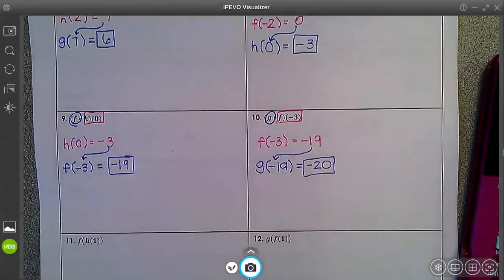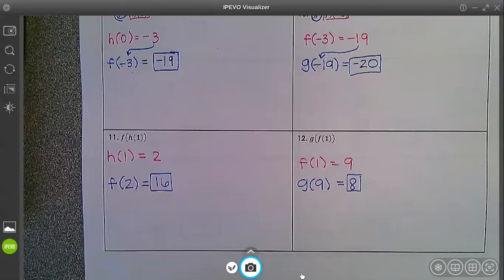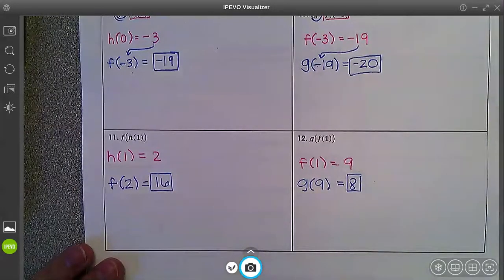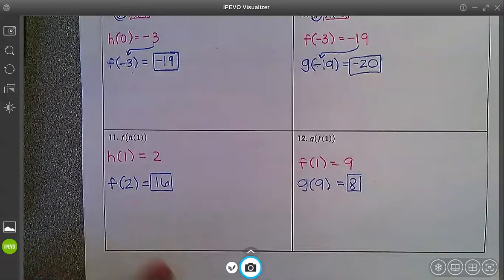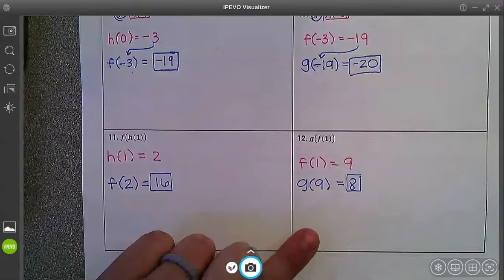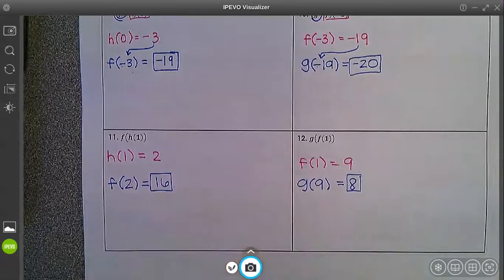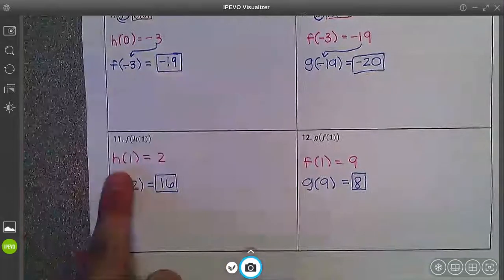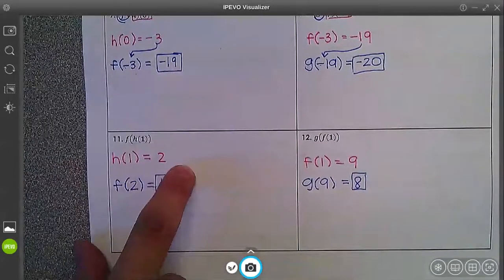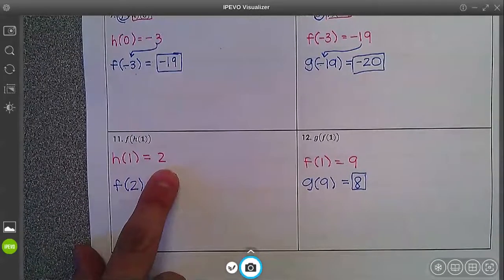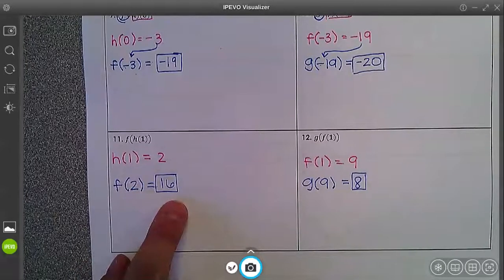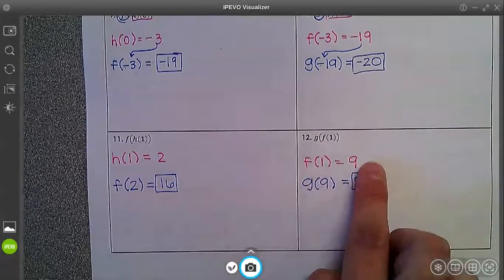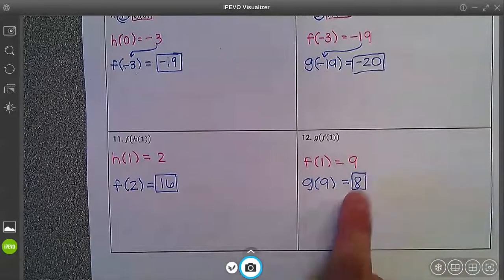I want you to try numbers 11 and 12. All right, so what did you get for number 11? 16. That is correct. And what about number 12? 8 is correct. So for number 11, h of 1, you should have got 2 to start off with. And that number you plugged into f to get 16. And then f of 1 was 9. Plug that into g to get 8.